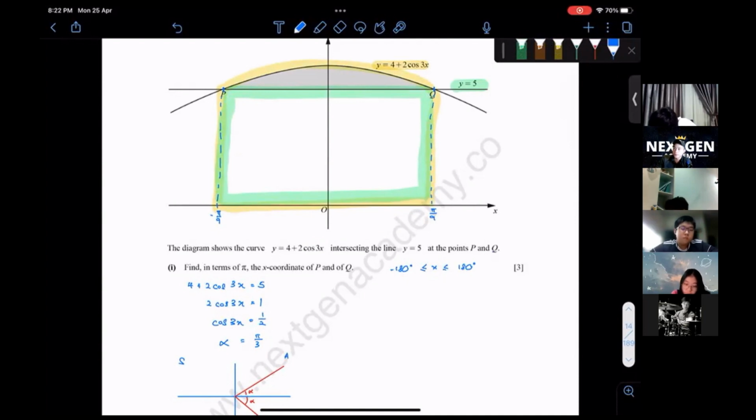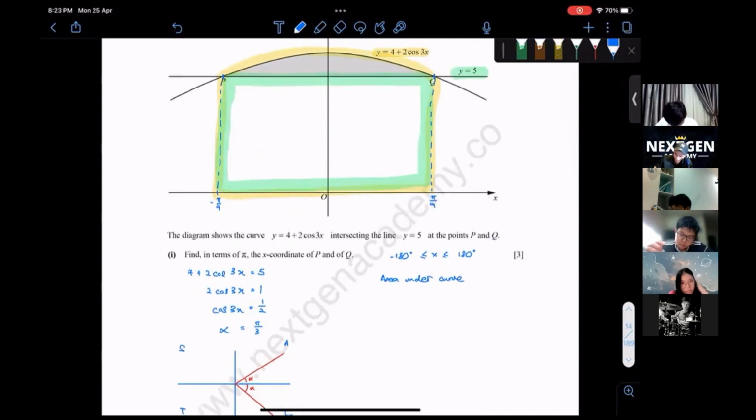You want to use the method like just now also can. That means you immediately put into one equation. This one later you all can try, but for the sake of the majority of you, we will always try to break it down to avoid mistakes. So let us find the area under the curve first. Area under the curve will be the integral from negative pi over 9 to pi over 9 of 4 plus 2 cos 3x dx.